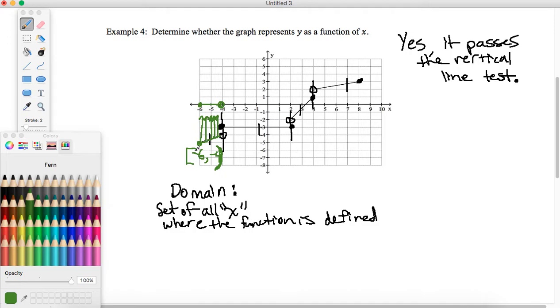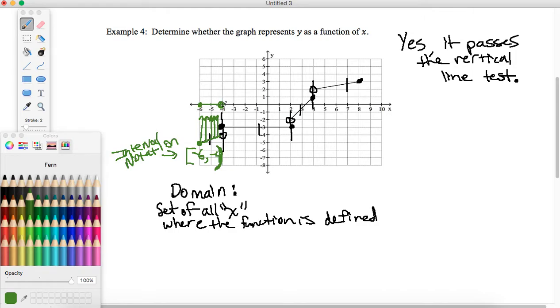So this is interval notation for the points from -6 to -4. I include -6, so I use a bracket. I don't include -4, so I use a parenthesis.